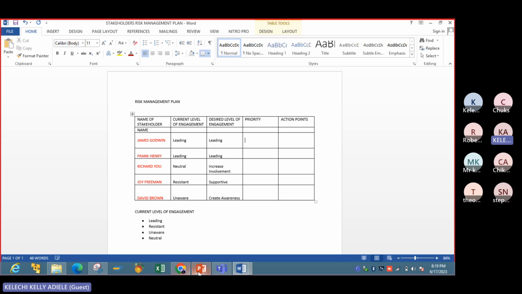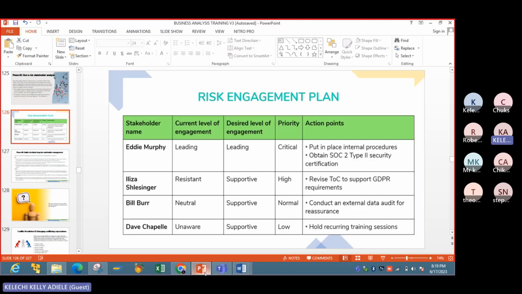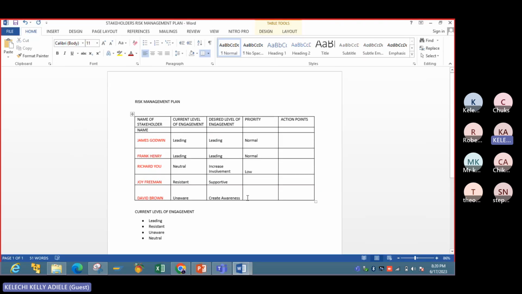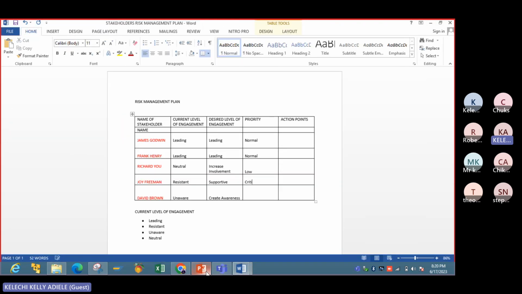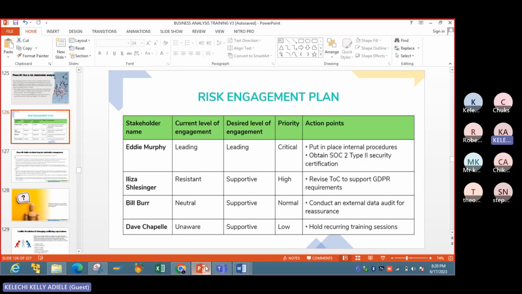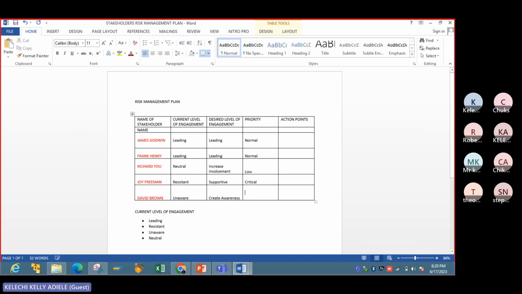And the priority here is normal. This is normal. This is, I think we're going to use low. Nothing much. This is high. This is critical because we need this person. And this one is normal. We want to bring up to a normal level.